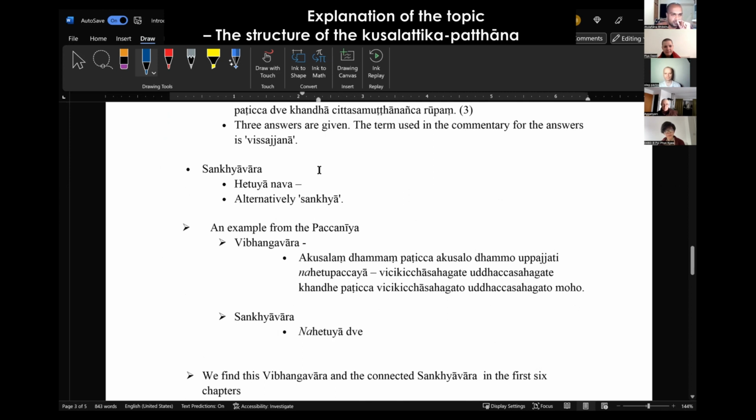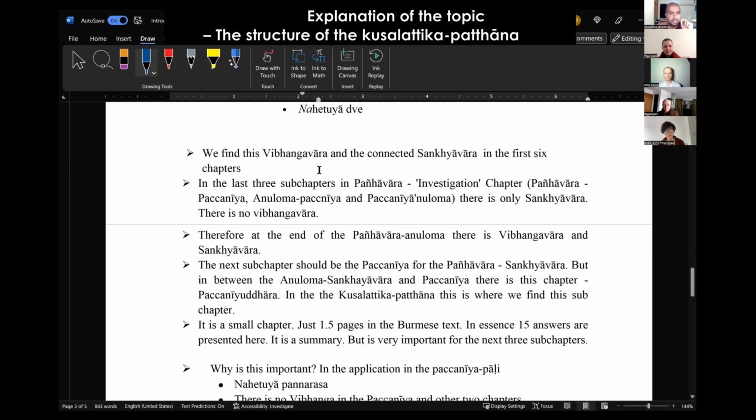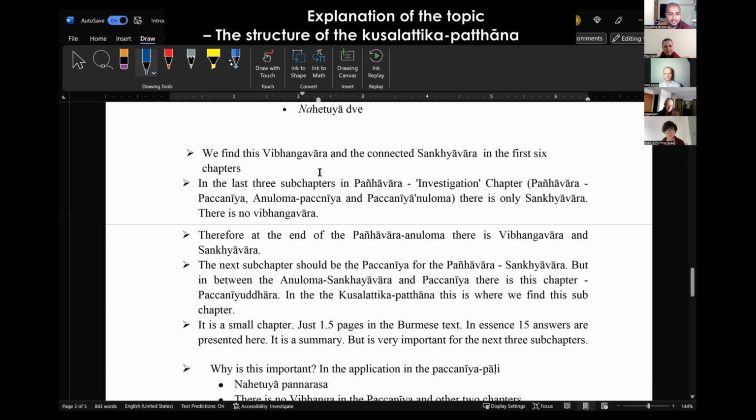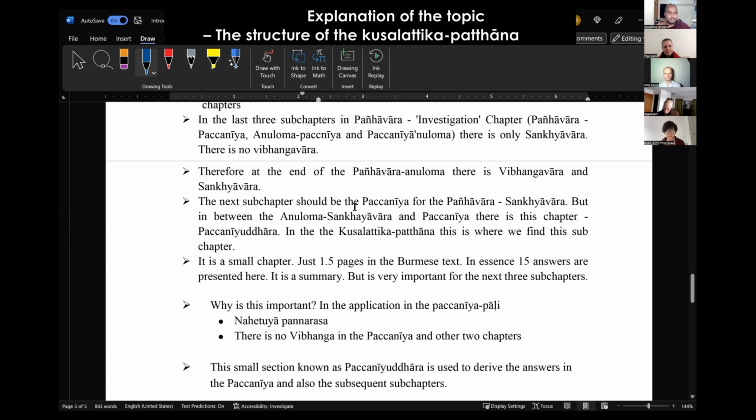Actually, it's a very, very small chapter. Just in the Burmese script, it's just 1.5 pages, right? In essence, we are just looking at about 15 sentences, 15 paragraphs, but it's very important to have a thorough understanding to understand the next 3 chapters. It's a supportive thing. In the commentary, it says that this Paccanīyuddhāra chapter was not preached by the Lord Buddha himself, but it was preached by the Dhammasaṅgāhaka Mahatheras. That means the first 500 bhikkhus who attended the first Buddhist council. So they included it here in order to easily understand the next 3 chapters. So that's how it is explained here.